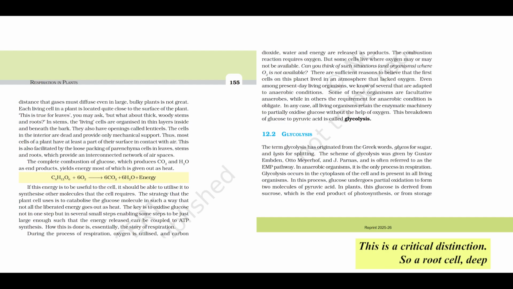So, a root cell, deep underground, actively obtains its oxygen directly from the tiny air spaces in the soil. A leaf cell, exposed to the atmosphere, facilitates gas exchange through its stomata. And a stem cell, particularly in woody plants, gets its oxygen through the lenticels. Each part operates quite autonomously in terms of its immediate gas exchange requirements.